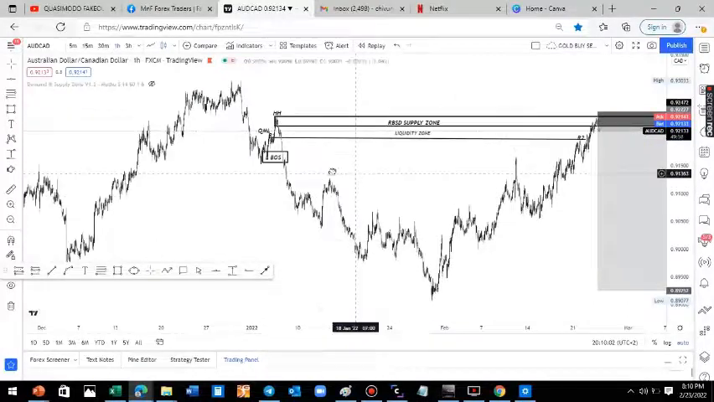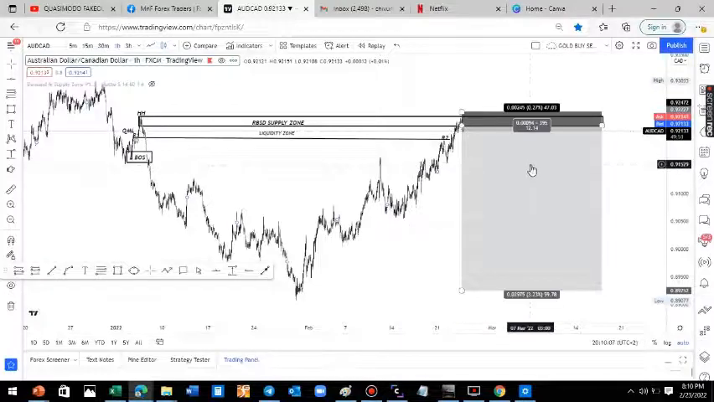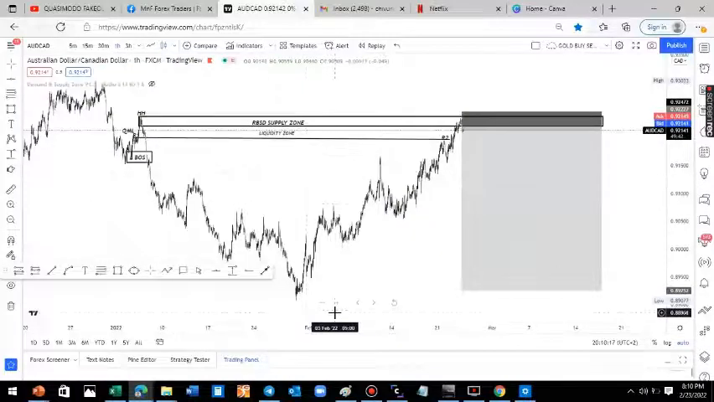AUDCAD is kind of slow. I'm not really feeling it right now. It's really slow. But anyway, this is a very nice setup. It's a 1 to 12 risk to reward ratio. Very nice. Okay. So our stop loss is about 24 pips, and our target is about 297 pips.